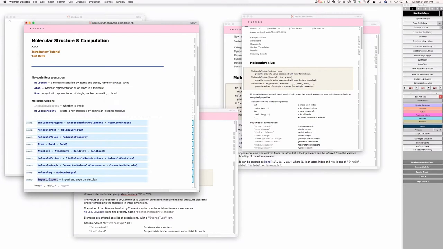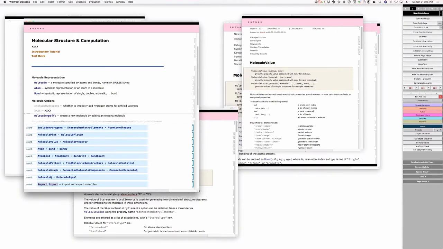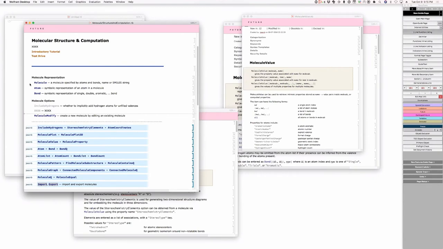Whether to implicitly add hydrogen atoms for unsatisfied bonds or something? I might say unfilled valences. Okay, so then we've got stereochemistry elements and atom coordinates, right? Yes.